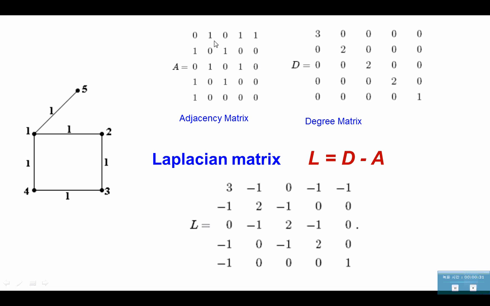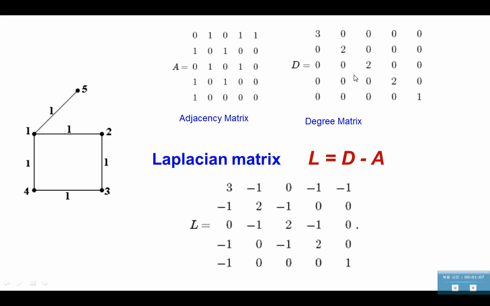For example, if this is an adjacency matrix from this graph, then we define a Laplacian matrix as this L, which is defined as D minus A. Here the D means a degree matrix. Here node 1 has a degree 1, 2 has a degree 2, and 3 has a degree 2, and 4 has a degree 2, and 5 has a degree 1, something like this.